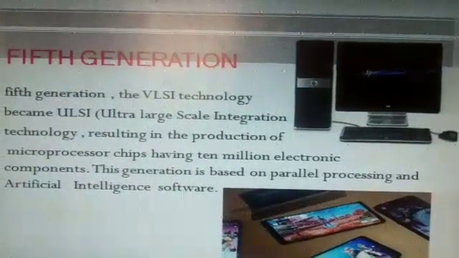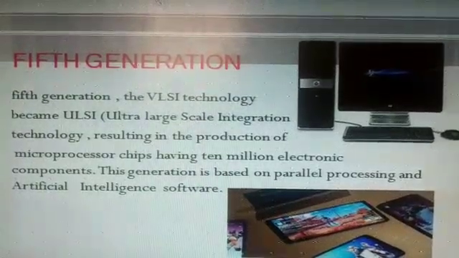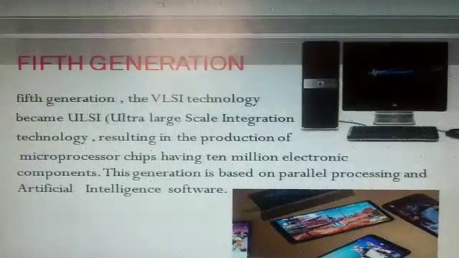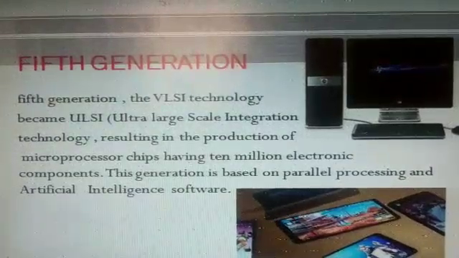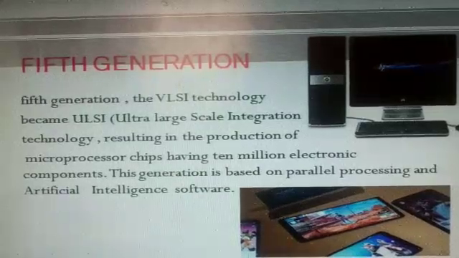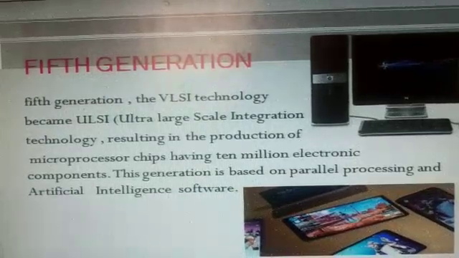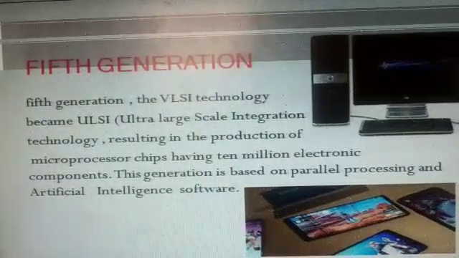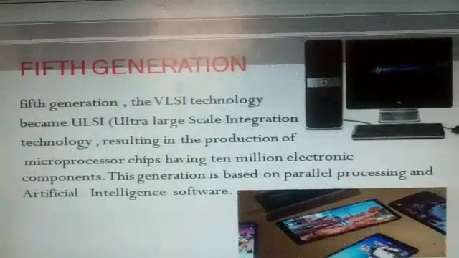Now you can see here, this is the image of fifth generation of computer. Now what we are using, that is fifth generation computer. In the fifth generation, the VLSI technology became ULSI technology. ULSI stands for Ultra Large Scale Integration Technology, resulting in the production of microprocessor chips having 10 million electronic components. This generation is based on parallel processing and artificial intelligence software. Due to this artificial intelligence software, robots were also invented.